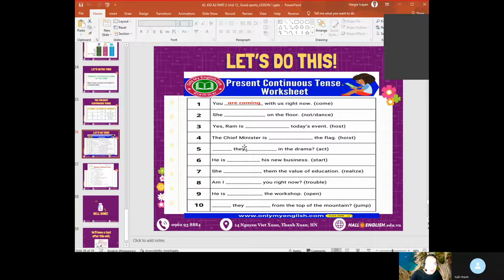So why is it are? Because our subject is they, right? So in order for us to do the so-called present continuous form of the verb, we have to add ing in here. But we need to use the present be verb, which is are. Did you get it? So are they acting in the drama? That's the correct one. Got it?